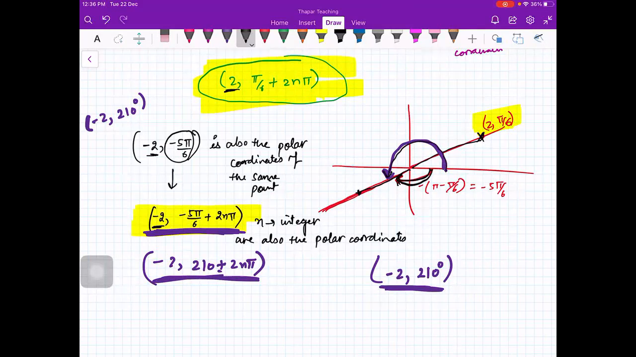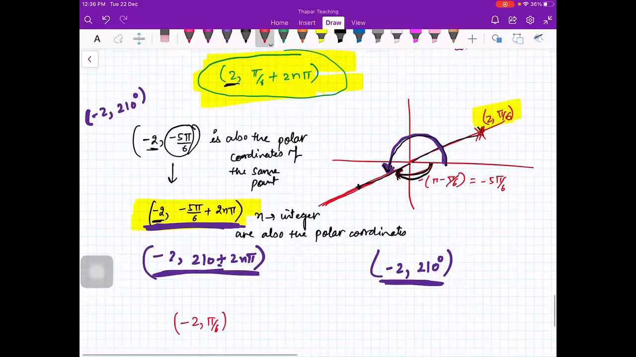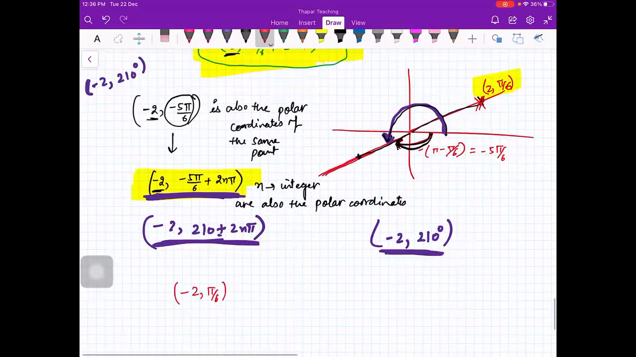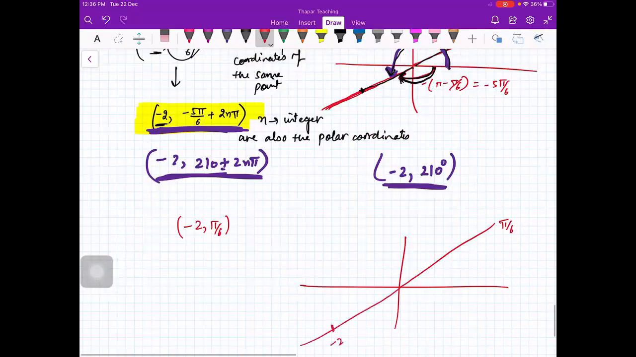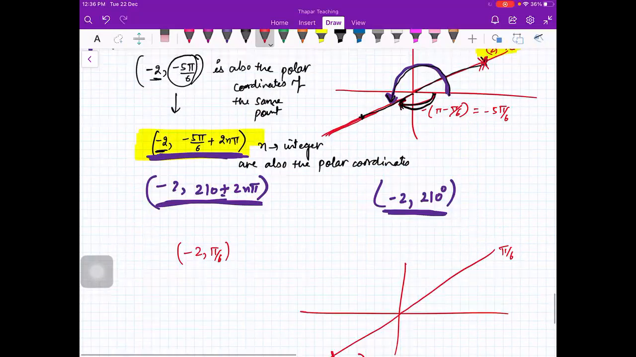Excuse me, ma'am. Yes, beta. Ma'am, (-2, pi by 6) is allowed. No, that is not this point. We are talking about this point. (-2, pi by 6) is here. Pi by 6 you will take here, then -2 is here. So we have to take names for this point.